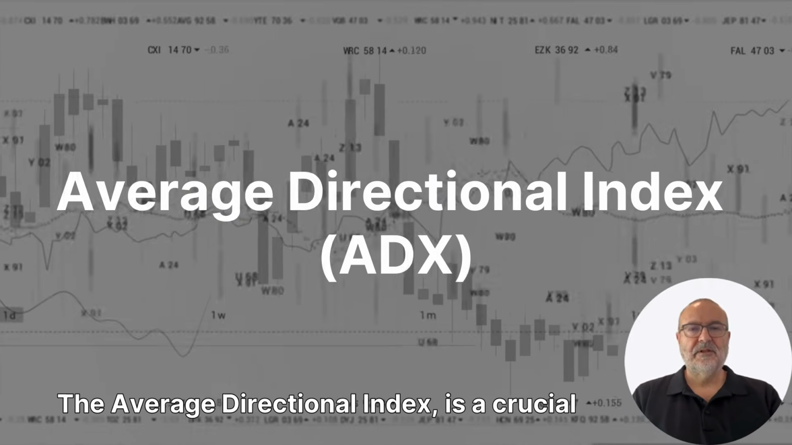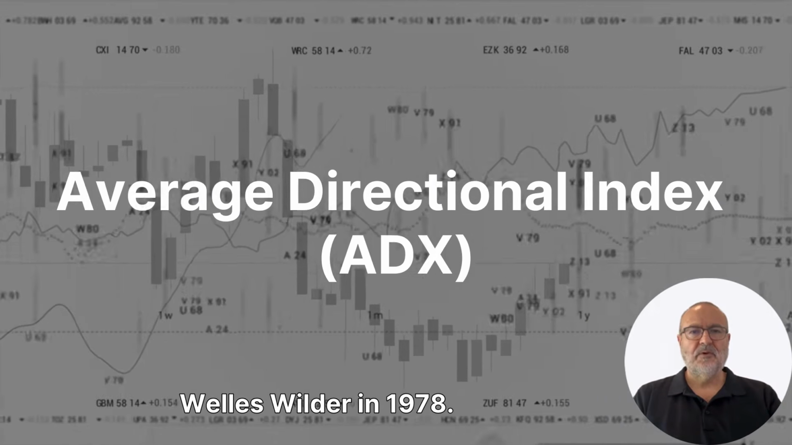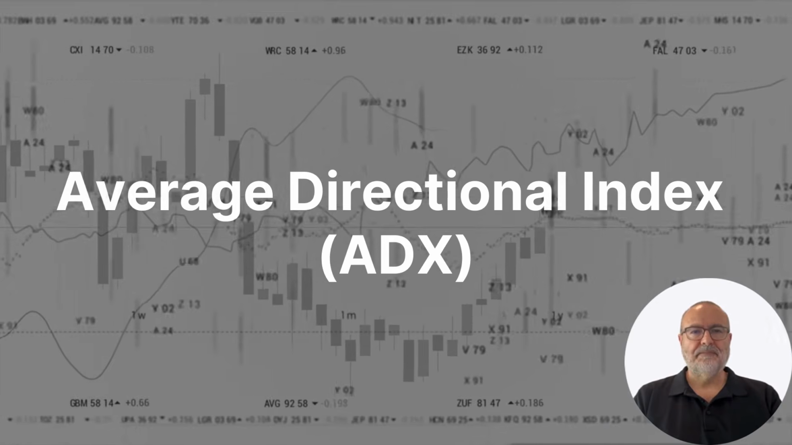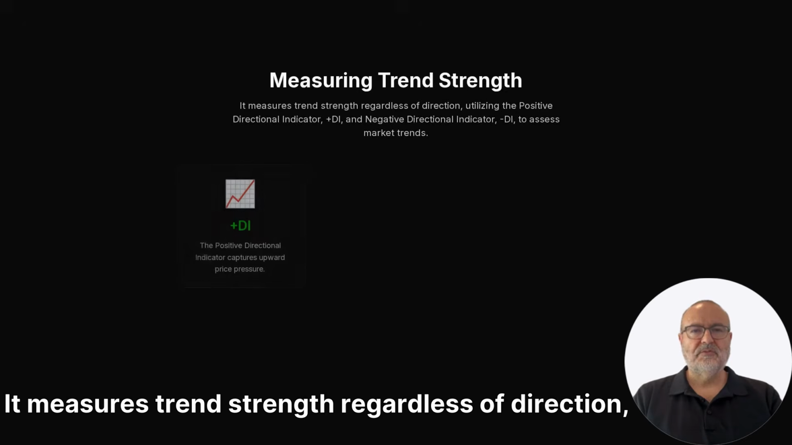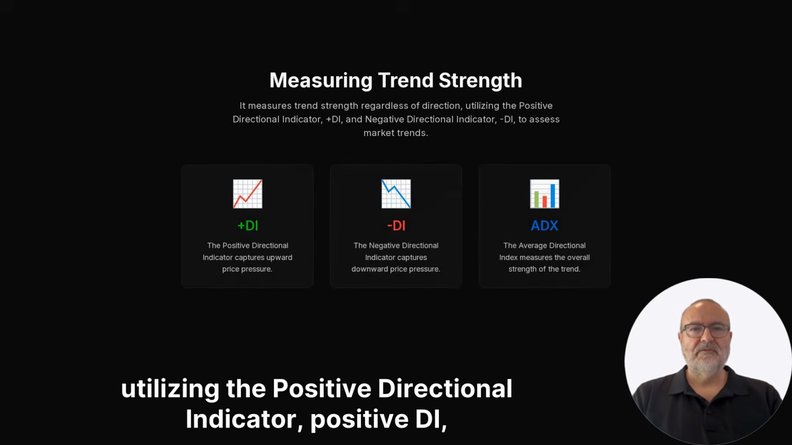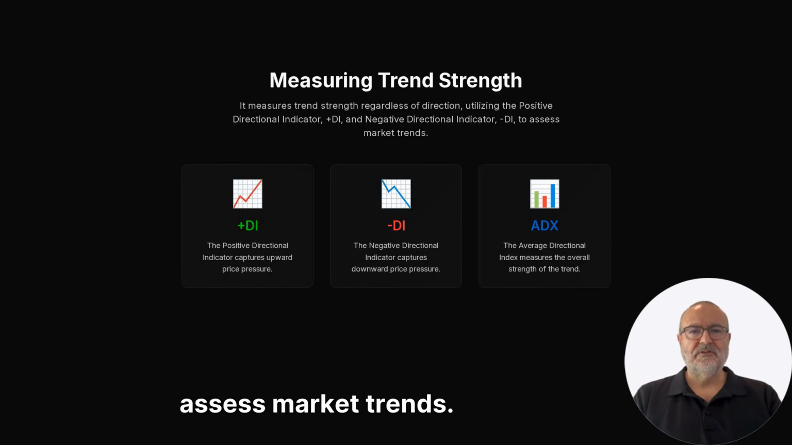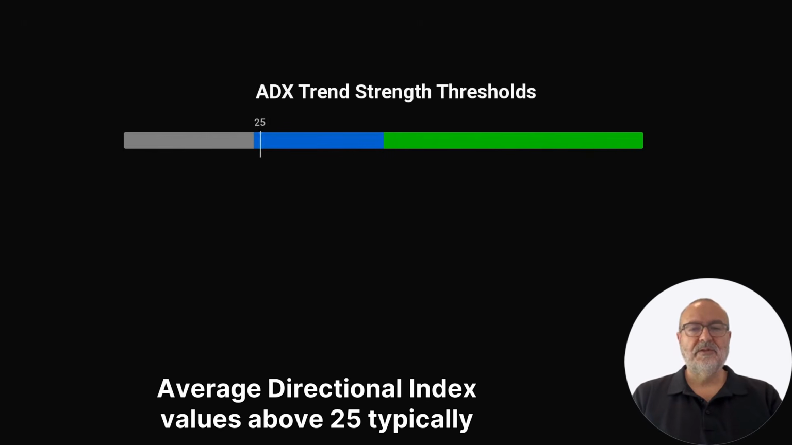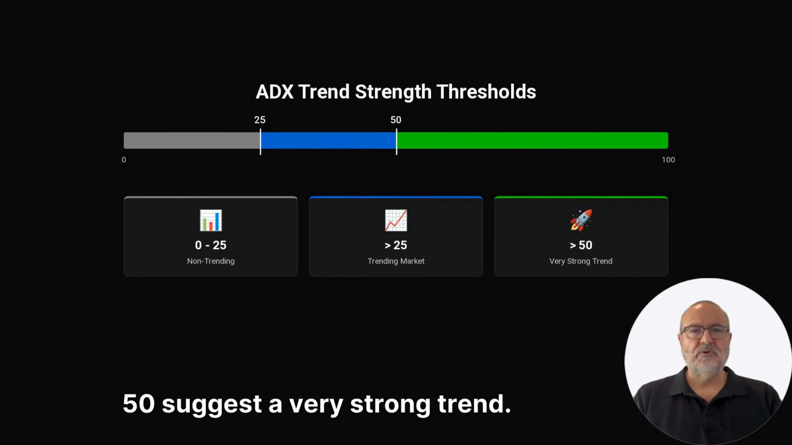The average directional index is a crucial technical analysis indicator introduced by J. Wells Wilder in 1978. It measures trend strength regardless of direction, utilizing the positive directional indicator, positive DI, and negative directional indicator, negative DI, to assess market trends. Average directional index values above 25 typically indicate a trending market, while values above 50 suggest a very strong trend.